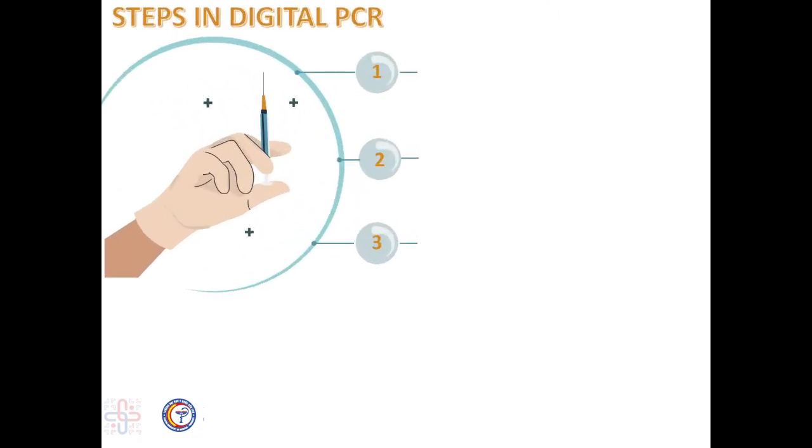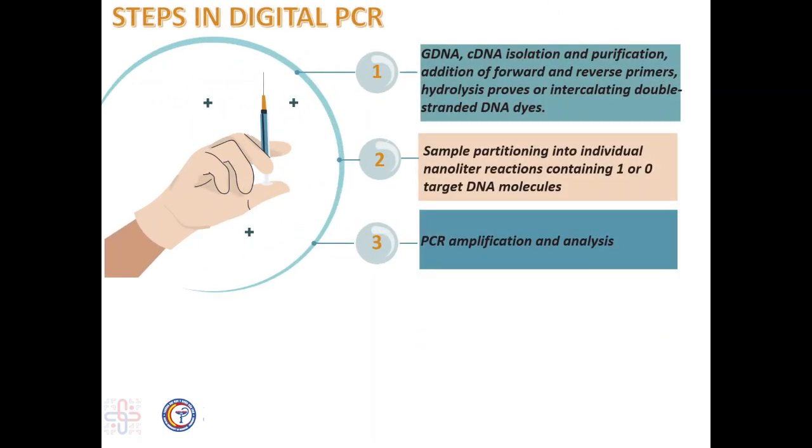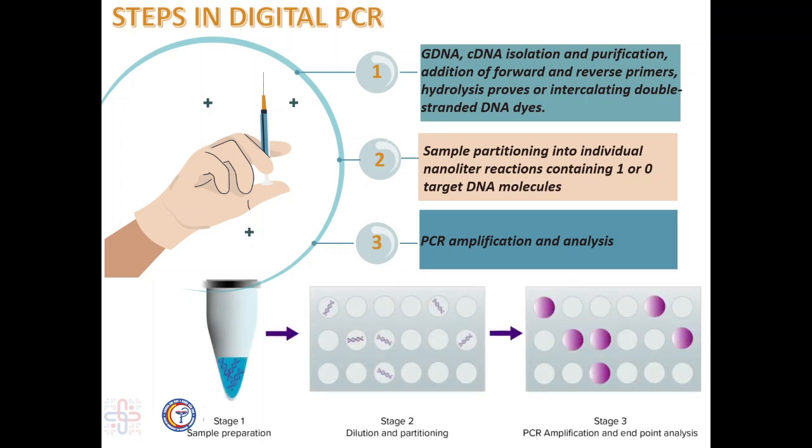Now let's see about the steps in digital PCR. Sample preparation. The PCR can be used to amplify any purified DNA sample, gDNA or cDNA. Any mRNA targets of interest must be isolated and converted to cDNA. Purified gDNA or cDNA is then mixed with the forward and reverse primers. Then, same as classic PCR, first the primers anneal to the 3' and 5' ends of the target sequence, typically 50 to 60 bps in length.